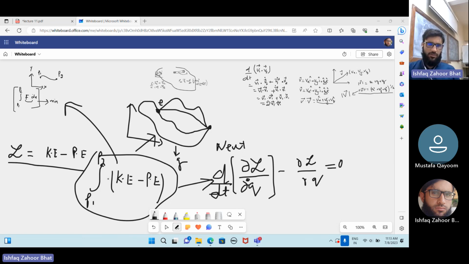When we use variational calculus, we find that saying minimize this integral is equivalent to saying d by dt of this thing minus this equals 0. These are the same. If you solve this and solve this, you will get the same answer. Variational calculus is a very powerful technique.